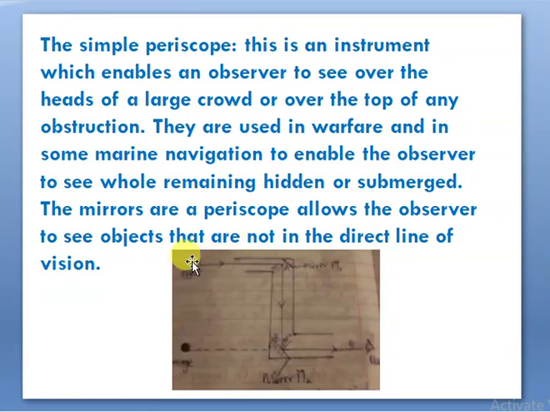Now remember, this is the object you want to see, which is above an obstacle, which was obstructing or above a large crowd. This is the object you want to view that was being obstructed. And look at you here, your eye. Now, as you're viewing it here, you'll be seeing that object here. This is the image of the object. So we use this periscope. It enables us to see above a large crowd or above an obstruction.